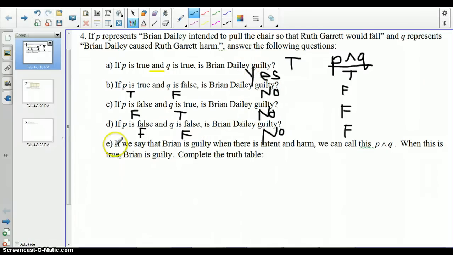So let's look at section E. If we say that Brian is guilty when there is intent and harm, we can call this P and Q. When this is true, Brian is guilty. Complete the truth table. Well, we basically already have a truth table here, so this is true and true, P and Q. So I unwittingly made the truth table already. When you have P is true, Q is true, the conjunction is true. When either one or both are false, the entire conjunction is false.